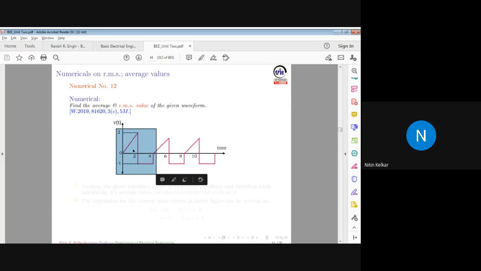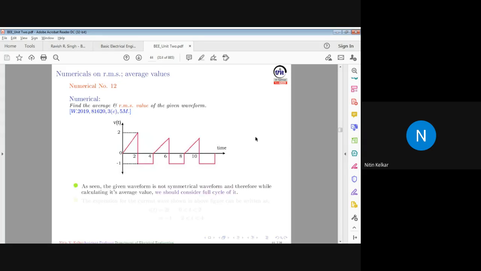As the waveform is not symmetrical, we have to consider the full cycle, and first of all, we need to write down the equation for the voltage from a time period of 0 to 2 and then from 2 to 4. So will you please solve this now and let me know what is the answer you are getting at the end?